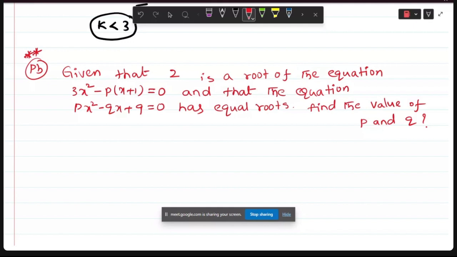So p is equal to 4 and q is equal to 16. No, wrong. P is right, ma'am. What about the q value? One second, sir. P value is right. Ma'am, you try, ma'am. Please try.